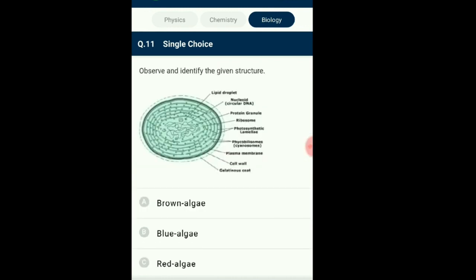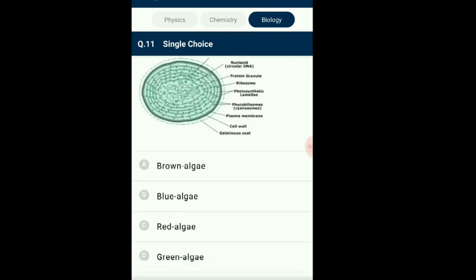Question number 11. Observe and identify the given structure. Here one of the diagrammatic representations is given. Blue-green algae is a cyanobacterium with a cell membrane, cell wall and gelatinous coat. In the cytoplasm, there are layers of phycobilisomes, photosynthetic lamellae, ribosomes, protein granules and circular DNA molecules. So the given diagrammatic representation is option B, blue-green algae.